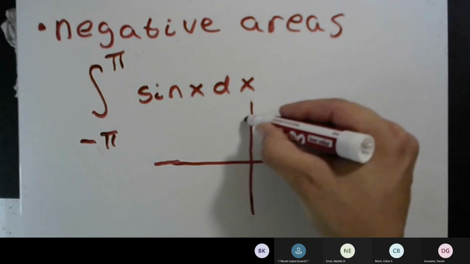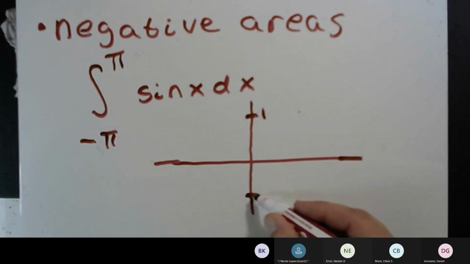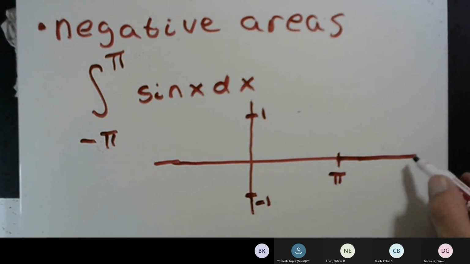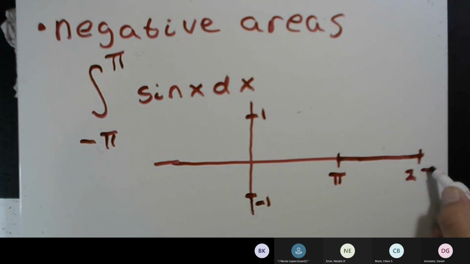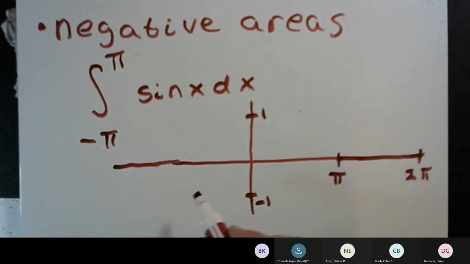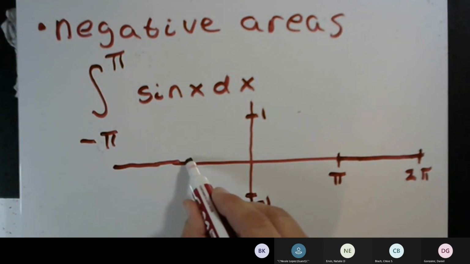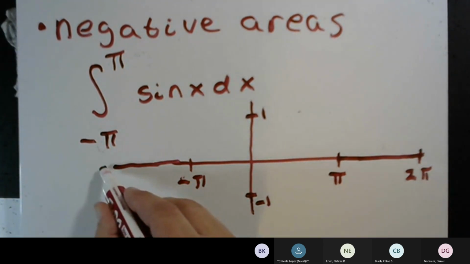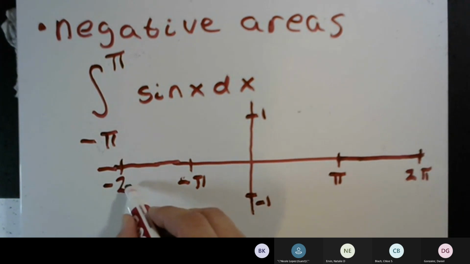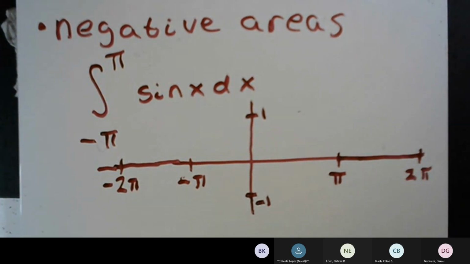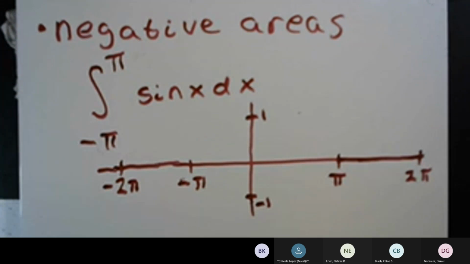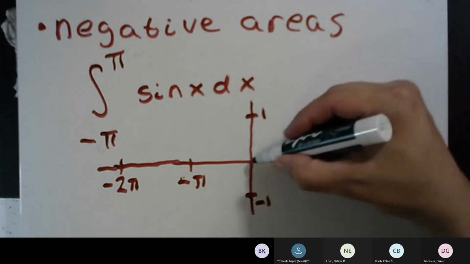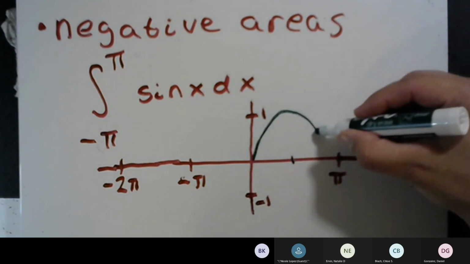Now, usually something like this is going to be an odd function. And usually what that means is that if we integrate symmetrically, in other words, from negative pi to pi or from negative 2 pi to 2 pi, you're going to get a total area of 0. So our sine function does something like this.